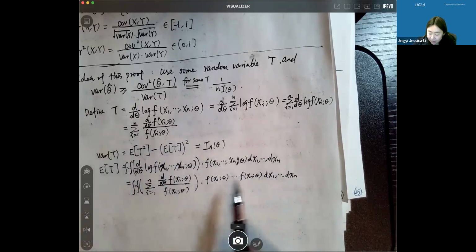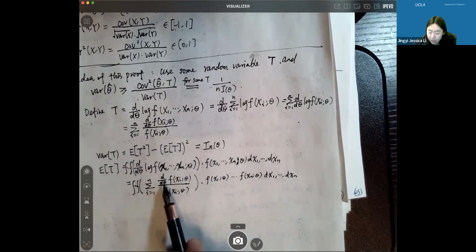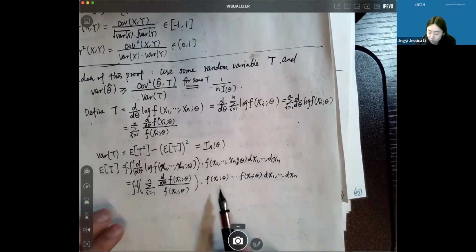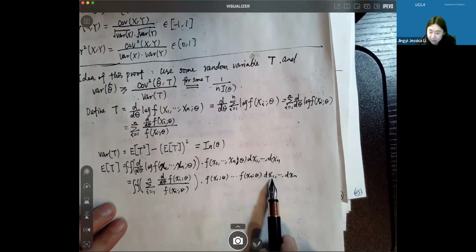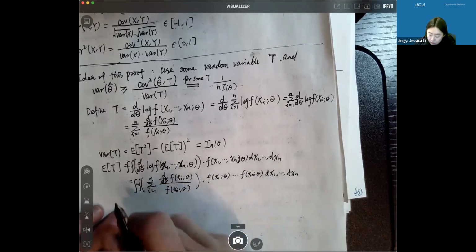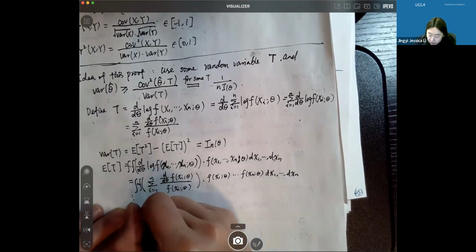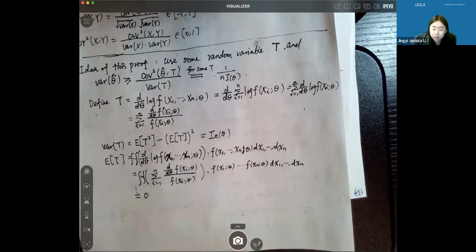So you can do the cancellation and then use the exchange of differentiation and the fact that density integrates to 1. So the same thing we used before. It's just that you need to work with x1 to xn here instead of just one x. So I'll state that we can show this is equal to 0. So the expectation of T is equal to 0. There's no problem with that.